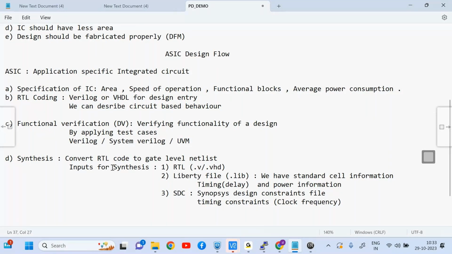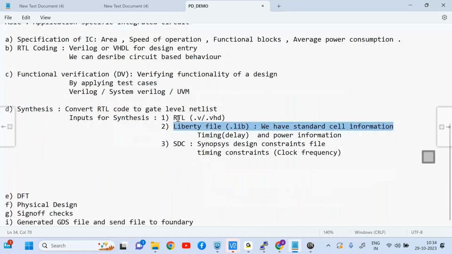I have to synthesize my design to meet this clock frequency. That is difficult. Doing synthesis means it's very easy. Converting RTL to the gate levels, to the gates present in a standard cell, is very easy. But converting RTL to this gate level by meeting this constraint is very difficult.